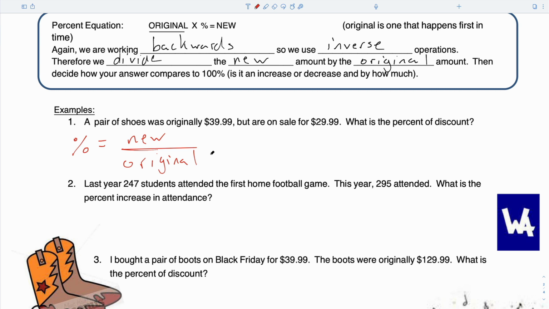Track here. Isaiah, question. So in the calculator, we put the new first or the original? Yeah, let's talk about it. The new would be $29.99. If you said that, you got it. It's on sale for that much. The original was $39.99. If you guys divide something with a division bar, you're always writing the top one first. So enter the top one in your calculator first. Divide $29.99 by $39.99. What is your answer?